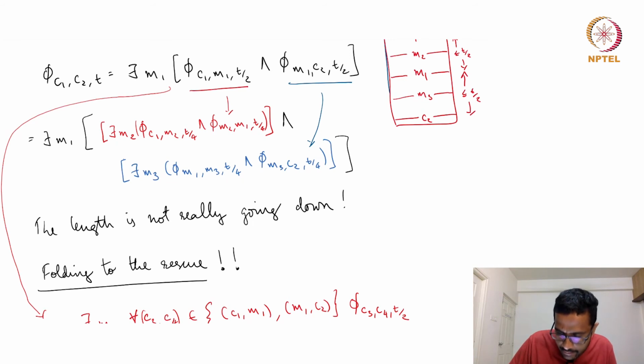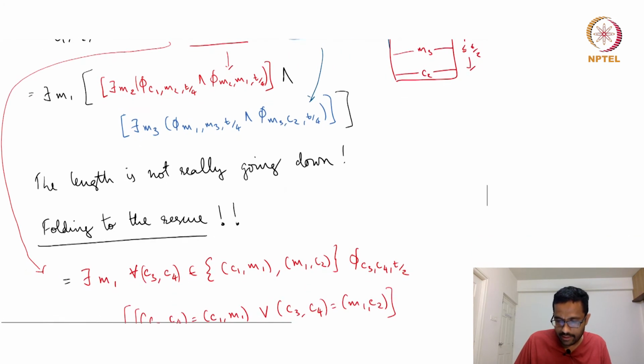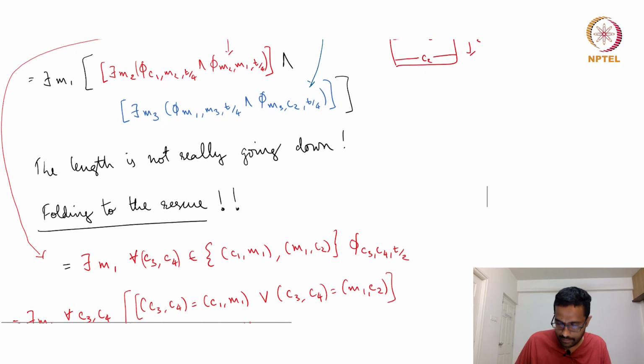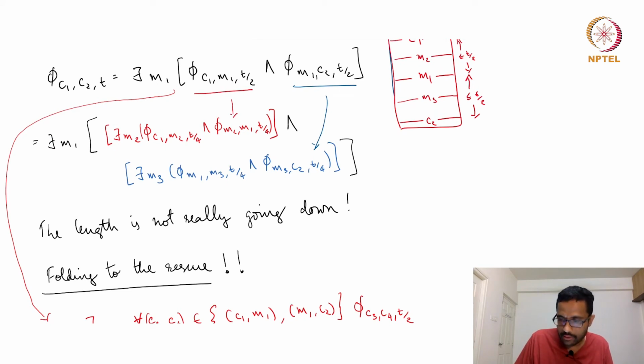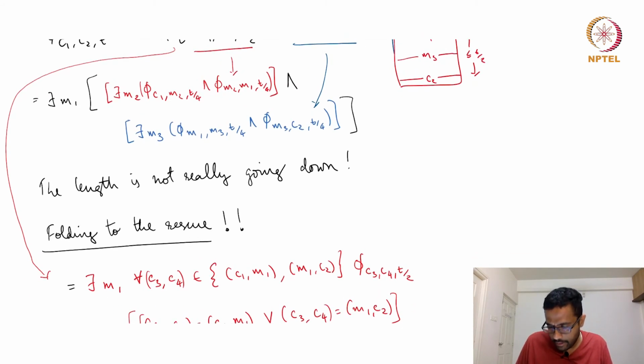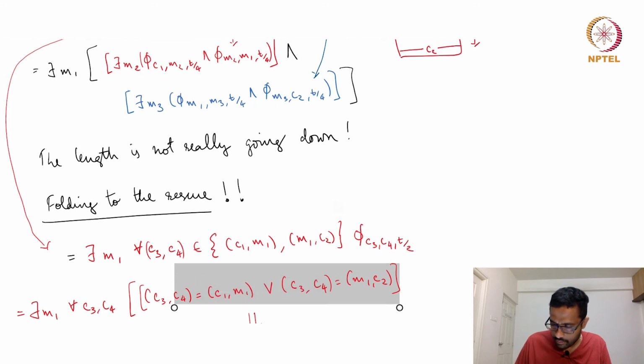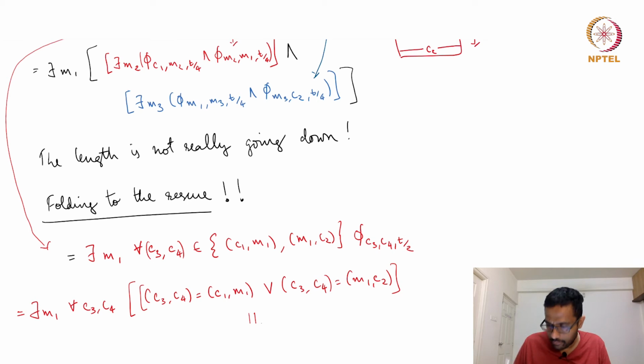Instead of writing phi(C1, M1, t/2) and phi(M1, C2, t/2), I will just write it as: there exists M1, same thing. C1 M1 and M1 C2 are the two pairs, right? So I will define two new variables C3 and C4. Whenever C3 C4 are equal to C1 M1 and M1 C2, I will check phi(C3, C4, t/2).